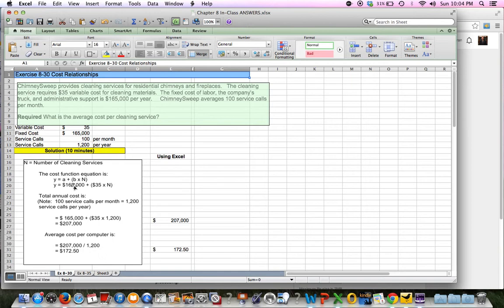Y equals A plus B times N. And so we've got $165 fixed cost plus $35 variable cost per unit, and so we're solving for N. And so the total annual service calls is 1,200, so we put in the 1,200, and so we get 165 plus 35 times 1,200 for a total cost of 207. We take that 207 divided by 1,200 calls per year, we get a cost per unit of $172.50.